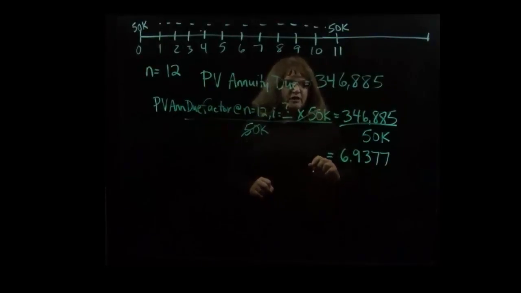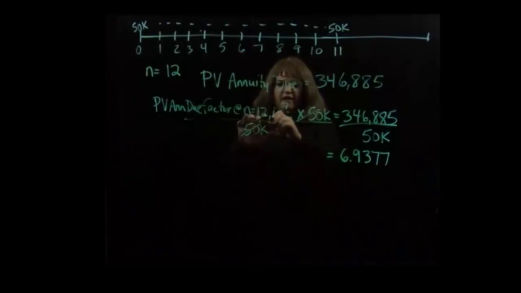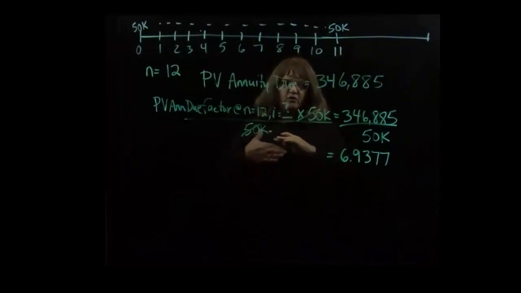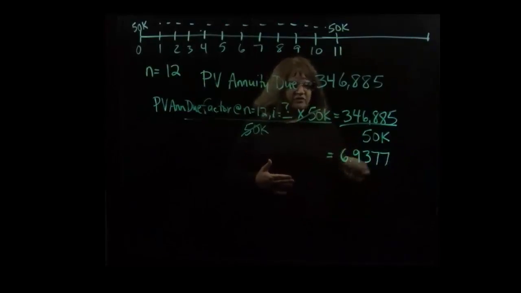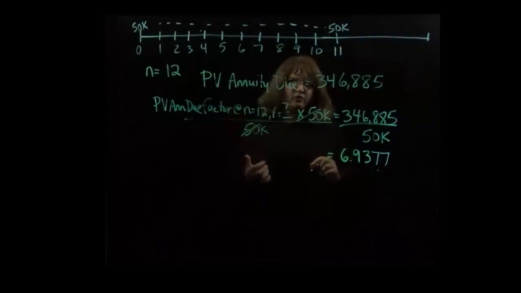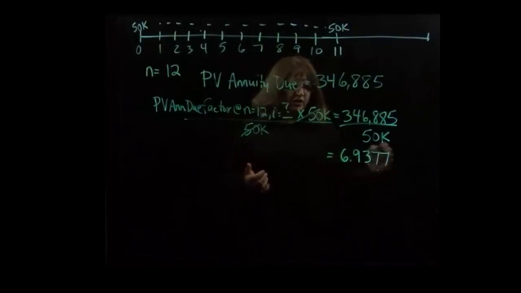What we then do is we go to the table for the present value of an annuity due, and we go to the row of n equals 12, and we go across that row until we find the interest rate that corresponds to the factor that's closest to this 6.9377. So take a look at that table right now in that n equals 12 row and see if you can find the interest rate that corresponds to this factor or something close to it.